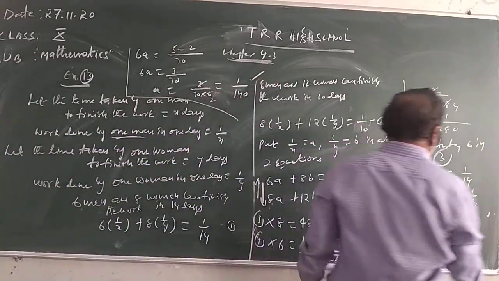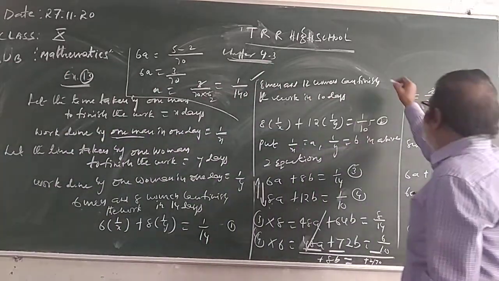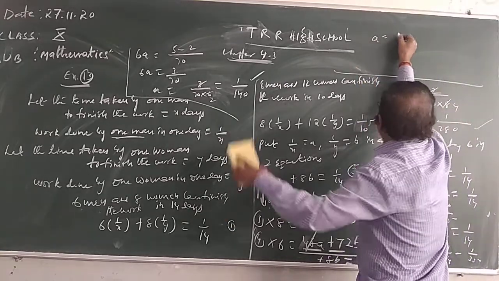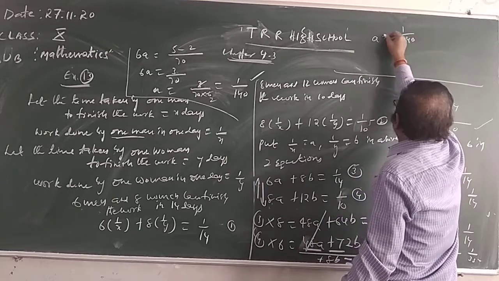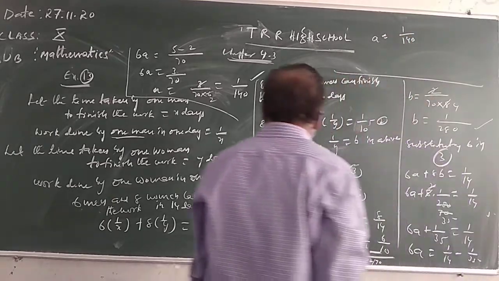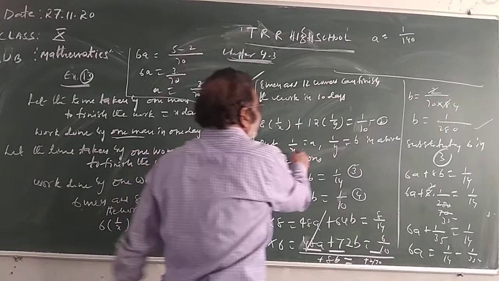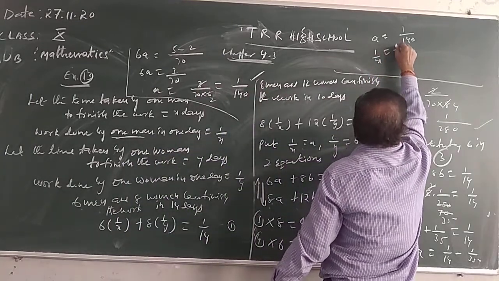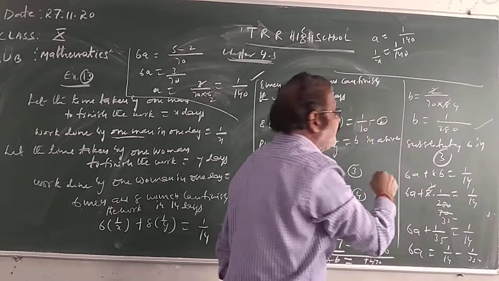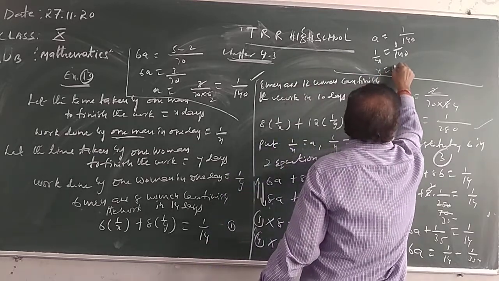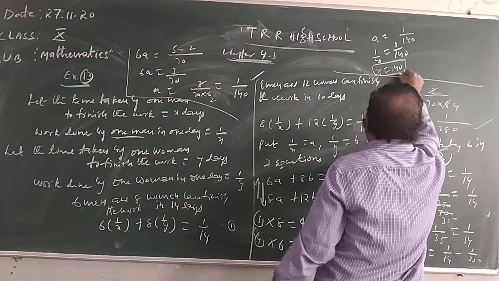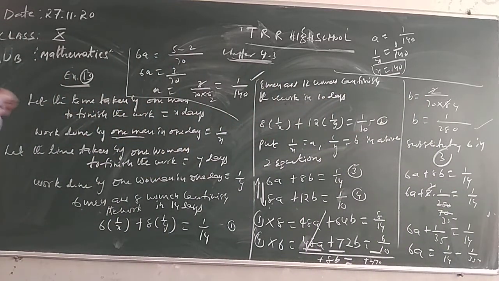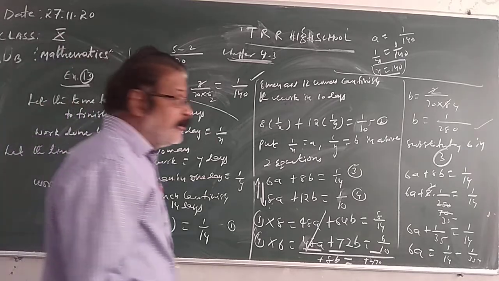b is equal to how much? 1 by 280. a is equal to how much? a is equal to 1 by 140. What is a? a means 1 by x. 1 by x is equal to 1 by 140. Reverse the fractions. x is equal to 140. x means what? To finish the work, x days. The man can complete the work in 140 days.